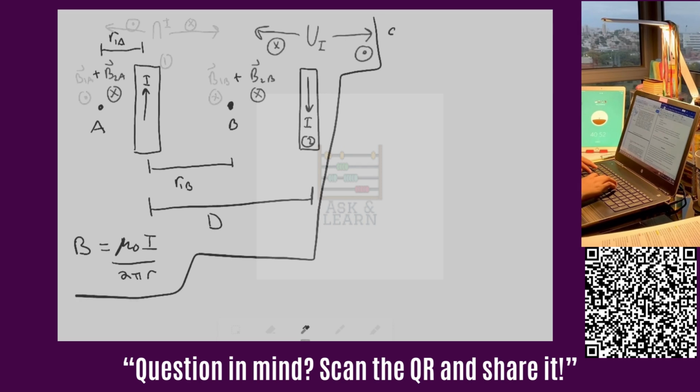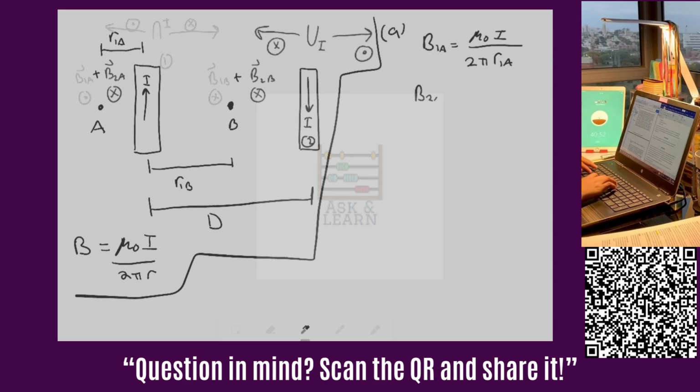So for part A, we want to figure out what is the net magnetic field at location A. Well, the magnitude of the magnetic field from wire 1 at location A is going to be given by mu naught times the current through wire 1 divided by 2 pi times the distance from wire 1 to location A. Okay, I think we know all those values, so that's great.